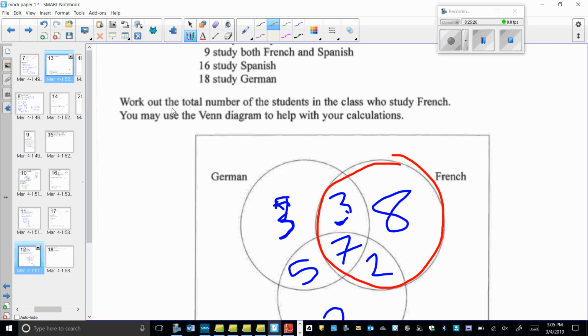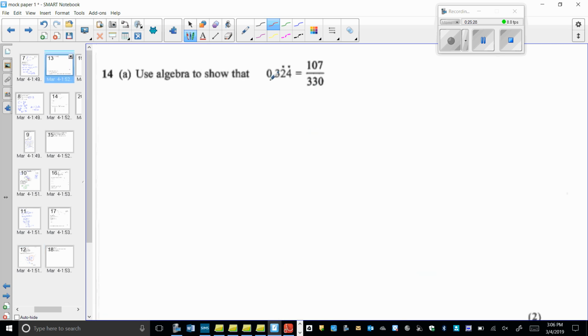Okay. Right, use algebra to show that. So we've got a recurring decimal, but only the last two digits are recurring. So first of all, we say that x is 0.324424. Now, some of you did it a slightly different way. As long as you're mathematically correct, it doesn't really matter how you do it. So the best thing is to make sure that you've got your recurring decimal after the decimal point. So I can do that by multiplying it by 10.